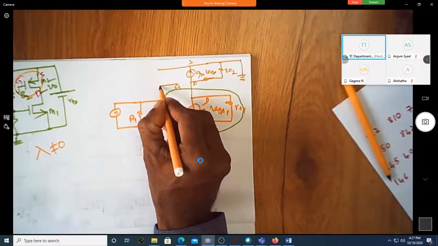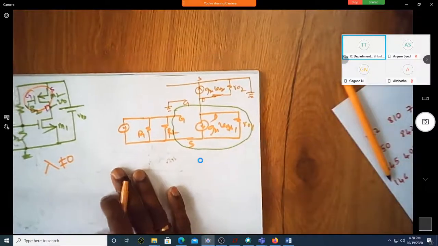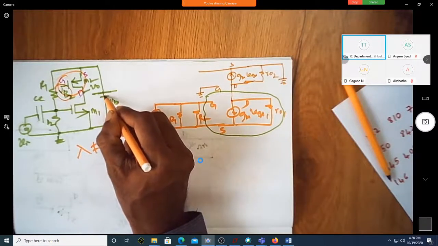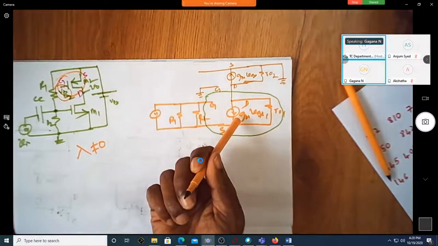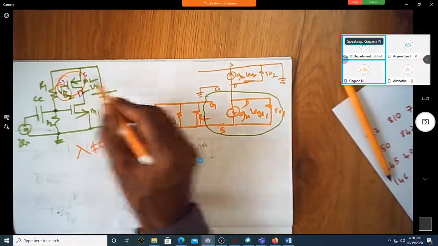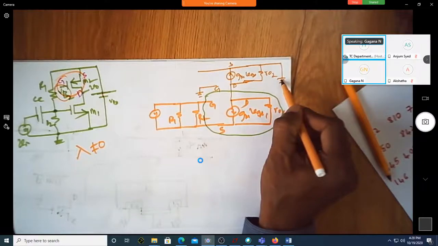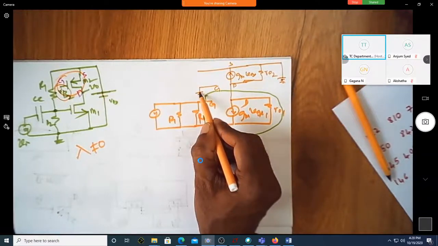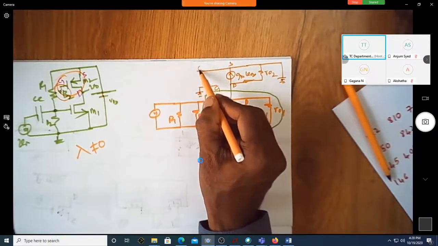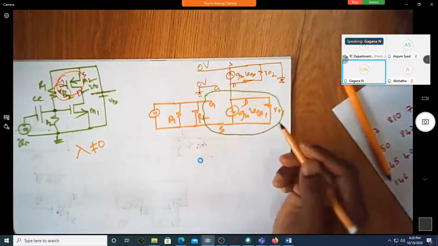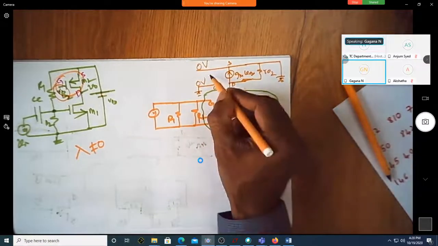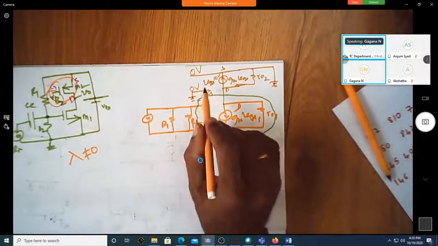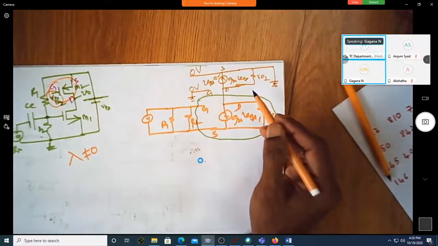How about this? Is this also not grounded? For the gate, what do you have? You have a DC voltage. Have you not grounded the DC voltage when writing the AC equivalent? Here, this is VDD, which I have grounded. This is also a DC voltage. Shall I ground this also? Yes, sir. So are the voltages at the source and gate 0 volts? Yes, sir. Is VGS equal to 0 volts? Yes, sir. This VGS is a small signal voltage.